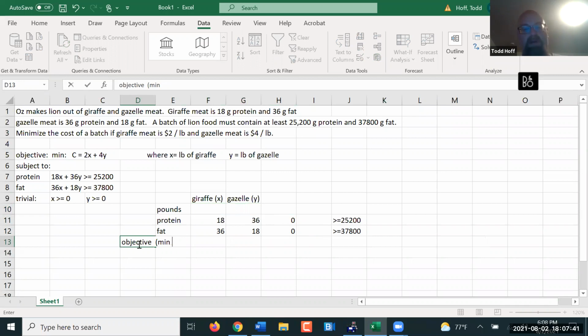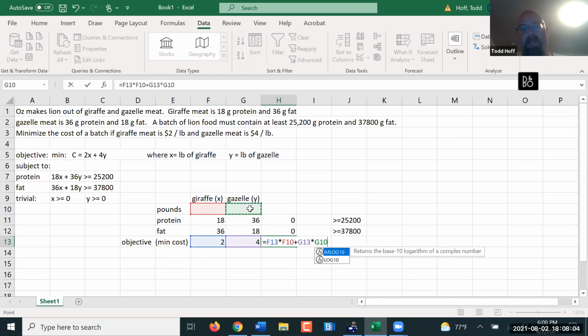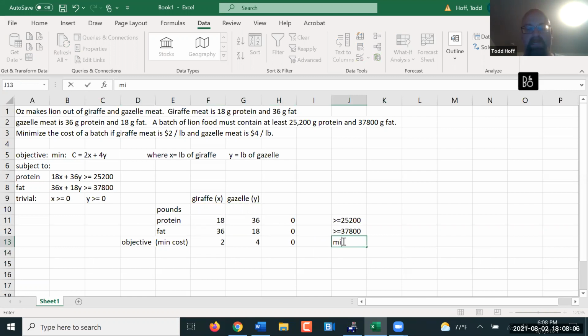And I'm going to put in my objective function. I'm going to minimize cost. Here's my objective function here. My cost, well, the coefficient of X is 2 and the coefficient of Y is 4. So that cost would be this coefficient times the actual value of X plus this coefficient times the actual value of Y. And we are minimizing that. So I'm just going to make a note again here to minimize that.